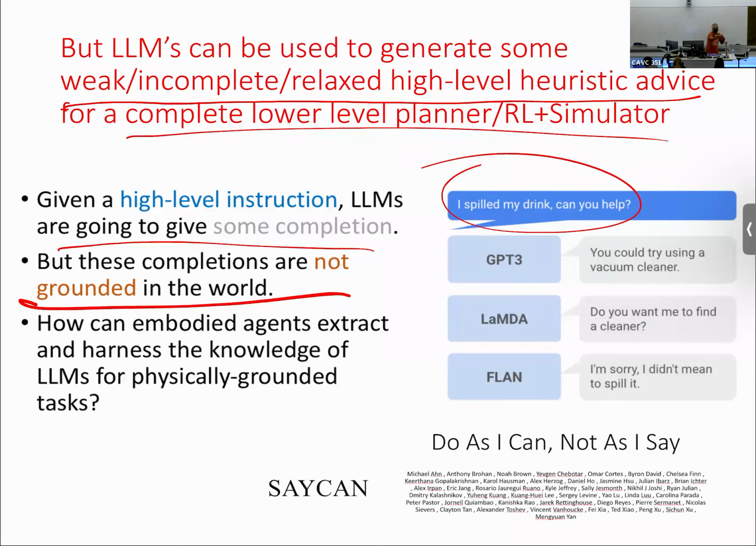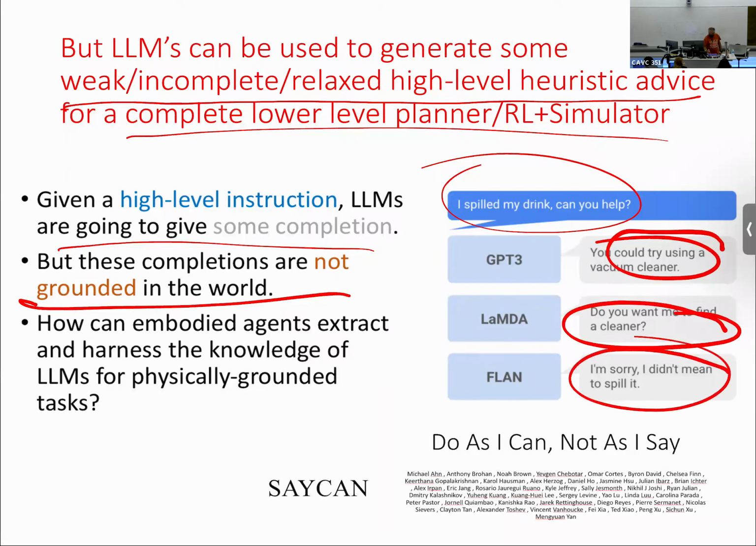So anyway, for example, if you ask, I spilled my drink, can you help? It's the way you're telling your friend, I got stuck in this random code, can you help? They'll give some random advice. So for example, GPT says you could try using a vacuum cleaner. LaMDA might say, you want me to find a cleaner? And apparently Flan, another LLM, says, I'm sorry, I didn't mean to spill it. I don't even know what Flan is. Anyway, I didn't see this.